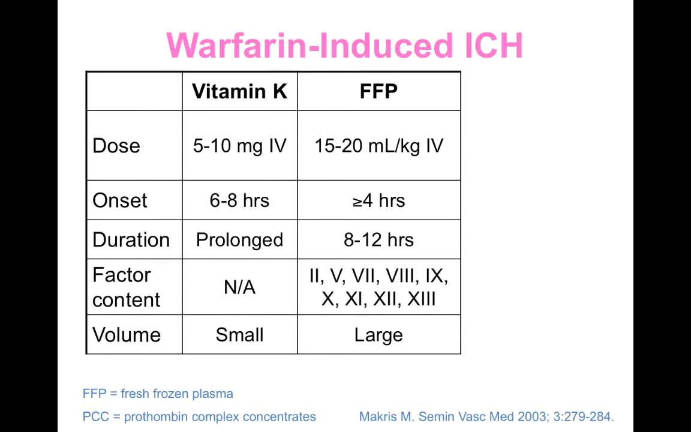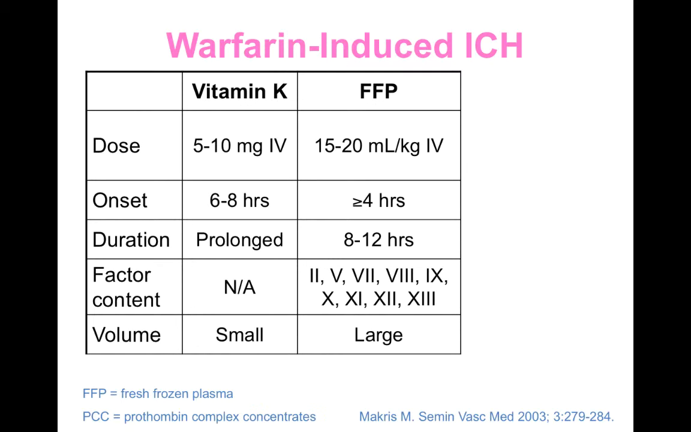Its onset you can see is a little bit faster than vitamin K, about 4 hours, and it lasts 8 to 12 hours. The factor content, since it's just taken from donors, can have any of the clotting factors, so that's nice. But you also have no control as far as how much of each factor is in there. Based on the dose, too, you can get quite large volumes, which may not be preferable for some patients. Because of the large volumes that FFP requires and sometimes variable content of the clotting factors, you can get unpredictable and sometimes incomplete reversal of your INR.